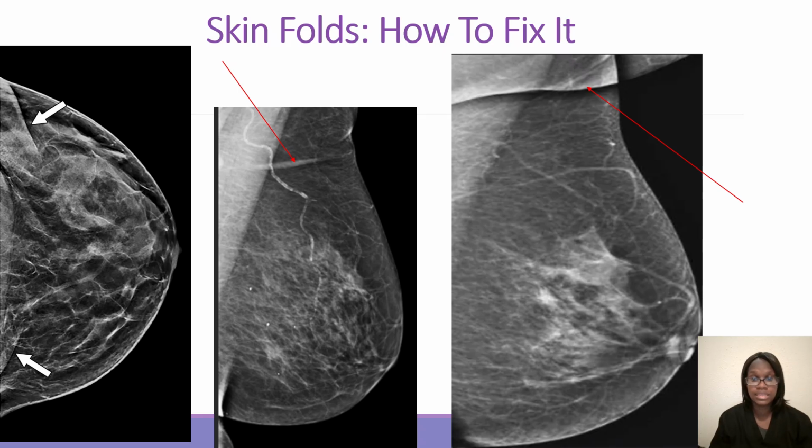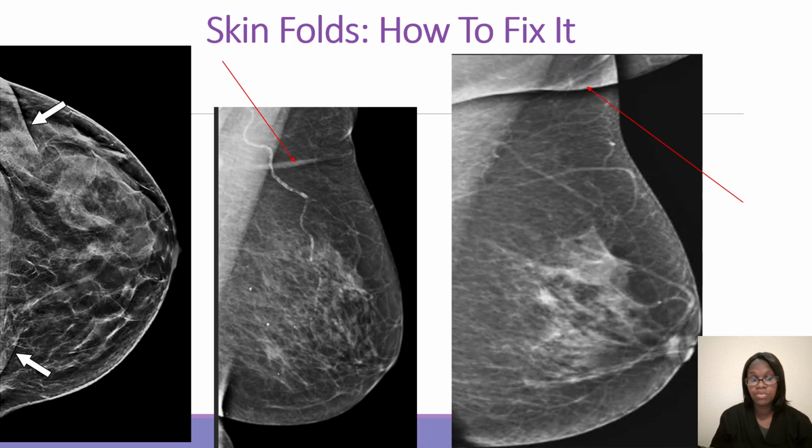All right, so here you can see these pictures are showing different skin folds. So I'm going to tell you again how to fix it. You want to make sure that you smooth out the skin fold on the outer quadrant of the CC view with your finger, but do not jeopardize the good tissue to try to get the skin fold removed, because you want to make sure that you're getting as much breast tissue as possible. Also, if needed, like I was saying, make sure that you add an XCCL view.